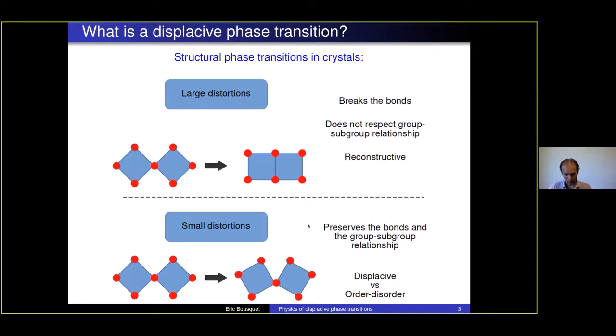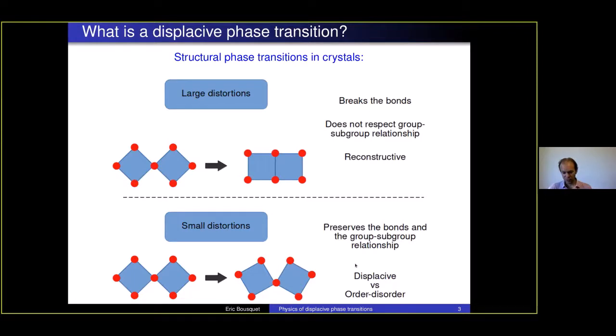And this type of distortion is what we call a small distortion. And among these, basically you keep the bonds of the structure of the crystal, and you have a group-subgroup relationship between the high symmetry and the lower symmetry that gives rise to the transition here.